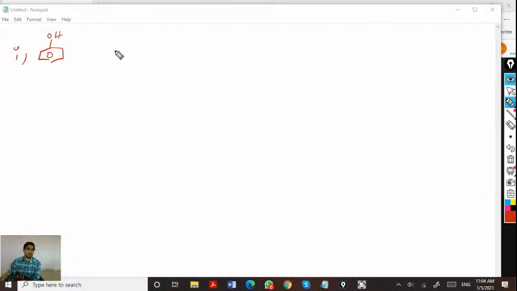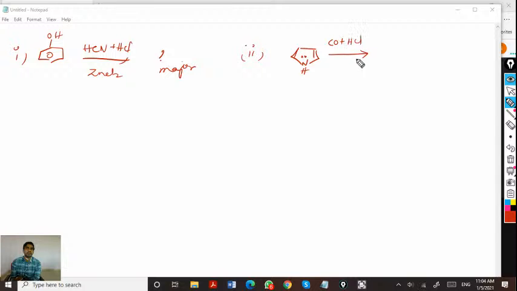Phenol is treated with HCN along with HCl and ZnCl2. What could be the major product? Then pyrrole. You can write the workouts in the same notes. Don't use other notes, because these are also running examples for your reactions. So include them in the same note, and try to make your own notes regularly every day.